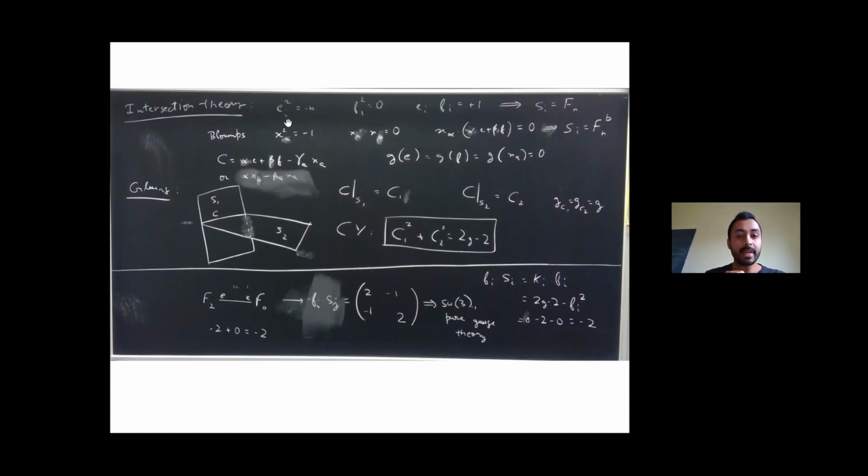So let's take the base P1. It will have some self-intersection. Let's call it minus n. The fiber P1 is a fiber. It can be moved around without intersecting itself, so its self-intersection is 0. And the base and fiber intersect each other at one point, so they have a +1 intersection. And such a surface I will denote by F_n, a Hirzebruch surface of degree n, where n corresponds to this minus n over here.